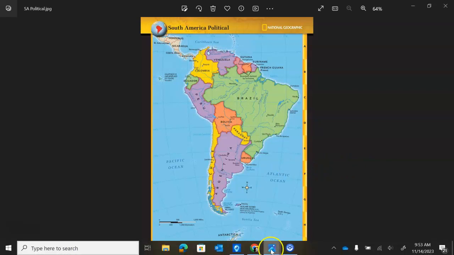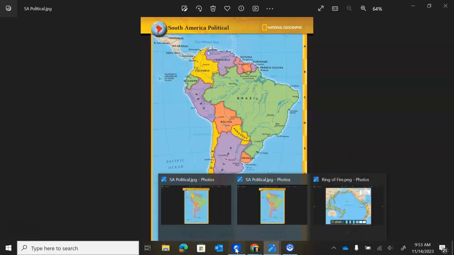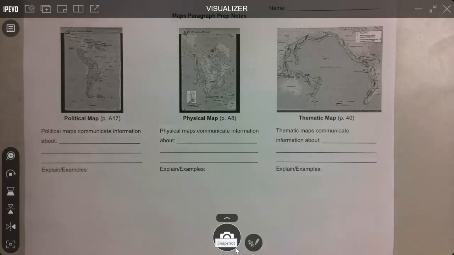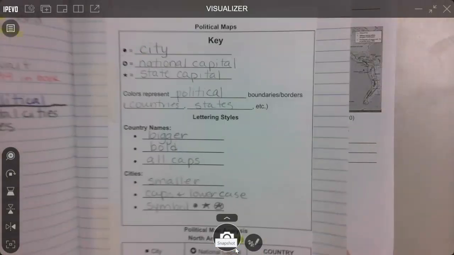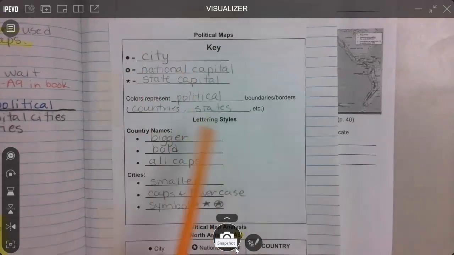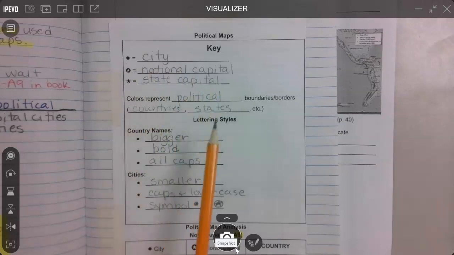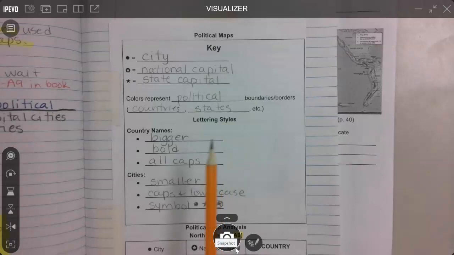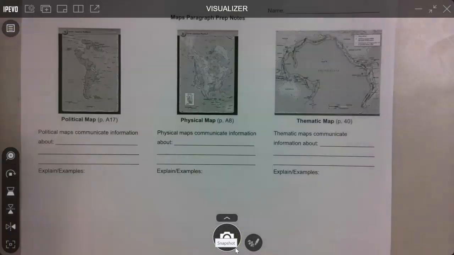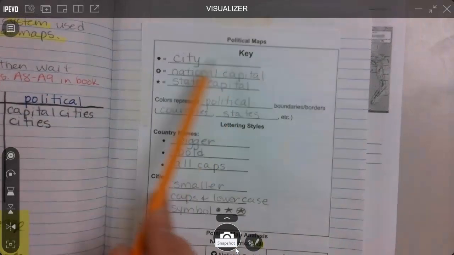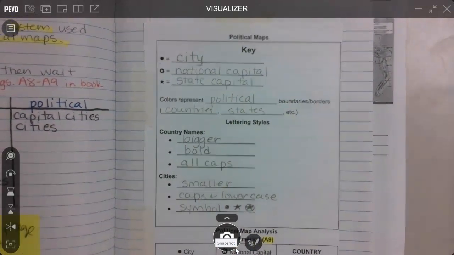Okay, so let's talk about what some possible answers could have been if you were struggling with that a little bit. Political maps, unlike physical maps, focus on these kinds of things, right? So you could have answered with they show information about cities or capitals. They show information about countries. Sometimes they show information about states as well. So that would have been what you could have put in here for what kind of information political maps communicate. All right, they communicate information about these kinds of things.